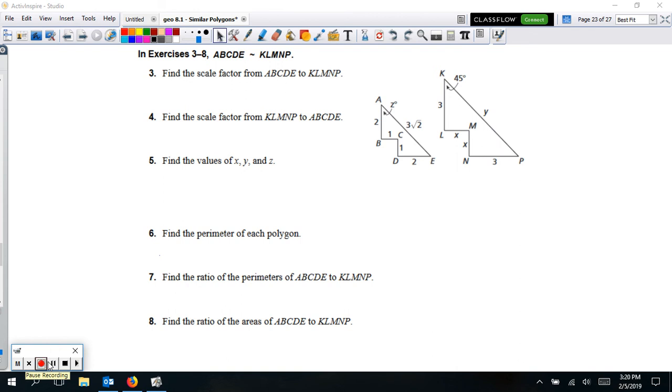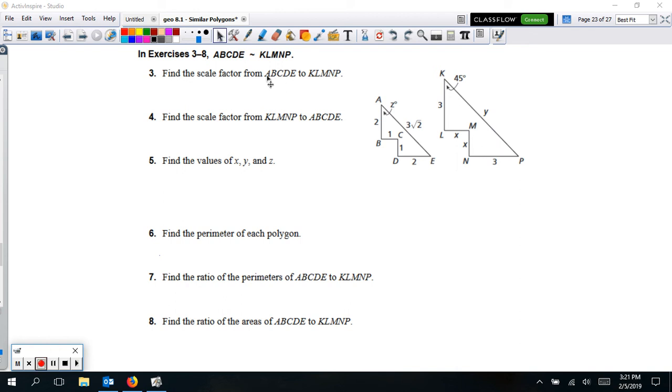Okay, we're almost done. Back to the extra practice. We just have 3 to 8 now to complete. It tells us that we have 2 polygons here. They're both 5-sided polygons, and they are similar. And we're going to be answering these problems using this diagram over on the side here.